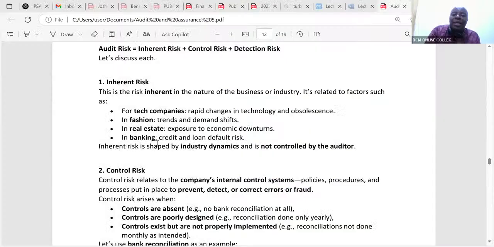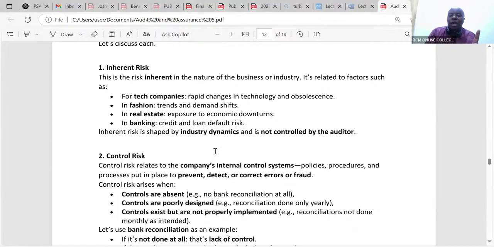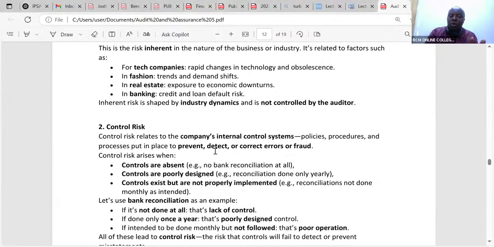So in banking, credit and loan default risk is normally very high. Inherent risk is shaped by industry dynamics and is not controlled by the auditor. Then number two, what we call control risk.